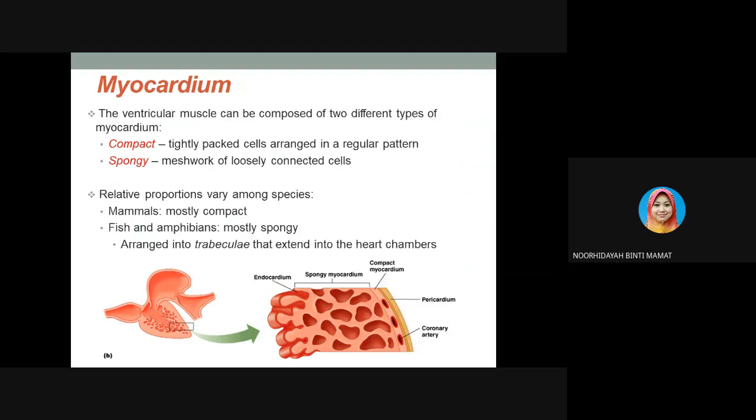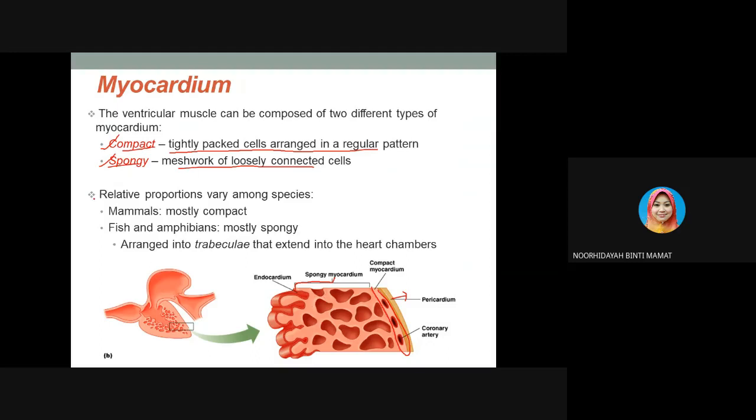So let's go through the middle part of the vertebrate heart, which is the myocardium. The ventricular muscle can be composed of two different types of myocardium: compact and spongy. Compact is tightly packed cells arranged in a regular pattern. So this is the compact myocardium. The myocardium can also be spongy, which is a meshwork of loosely connected cells. So this is how the spongy myocardium looks, a meshwork of loosely connected cells.